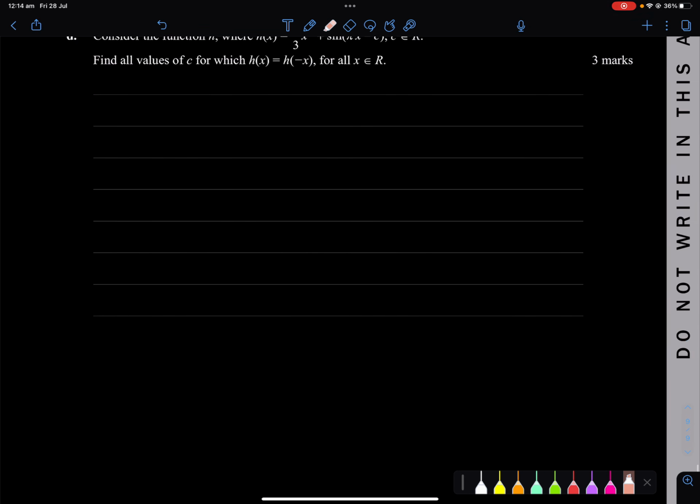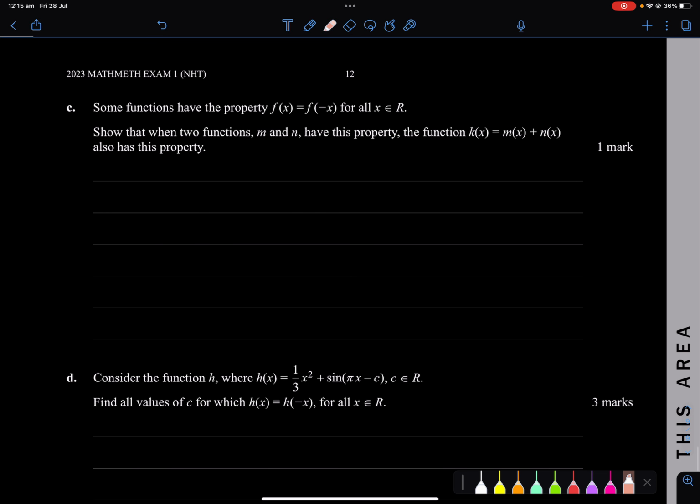Is this the last page? Okay, this is the last page. The last page always has the hardest question, so let's take our time. Some functions have the property f of x equals f of minus x for all x. Show that when two functions m and n have this property, the function k of x also has the property.